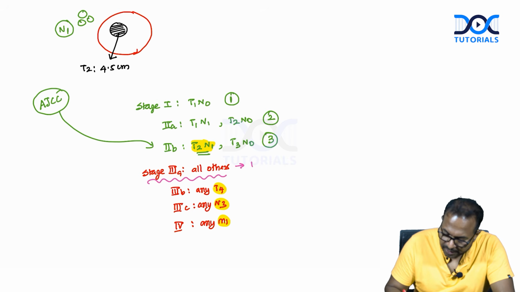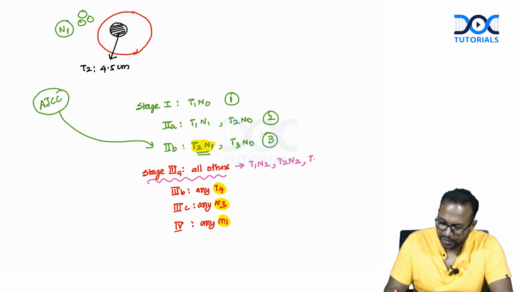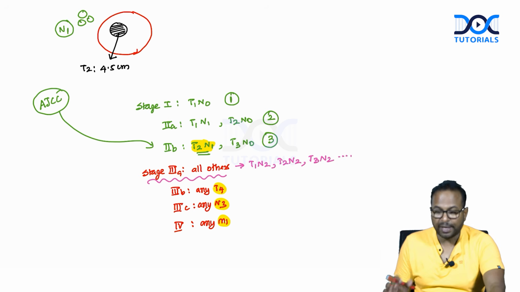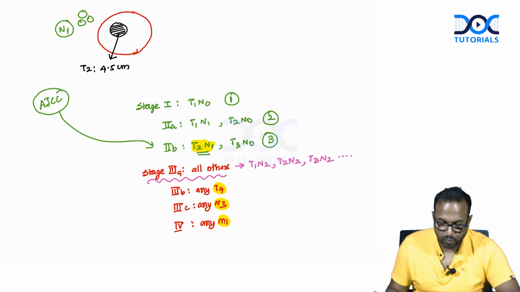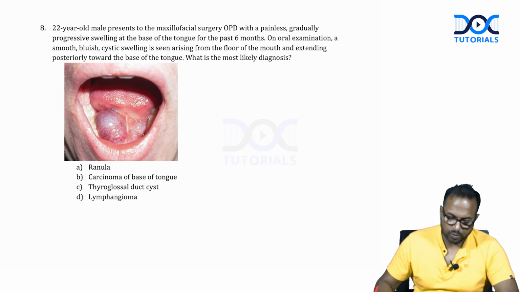So, what are the all others? T1 N2, T2 N2, like that. Whichever comes, you can put it here. T3 N2. So, all others, whichever you feel, put under 3A. So, this is 2B from the question.